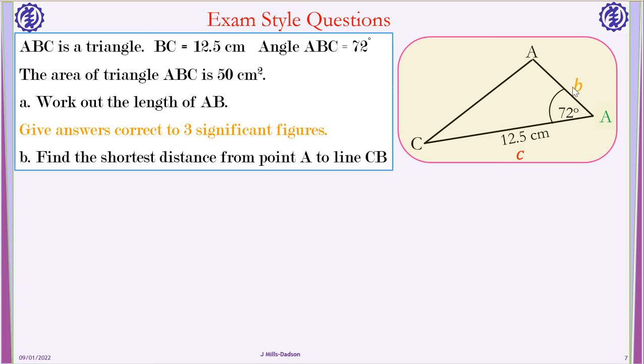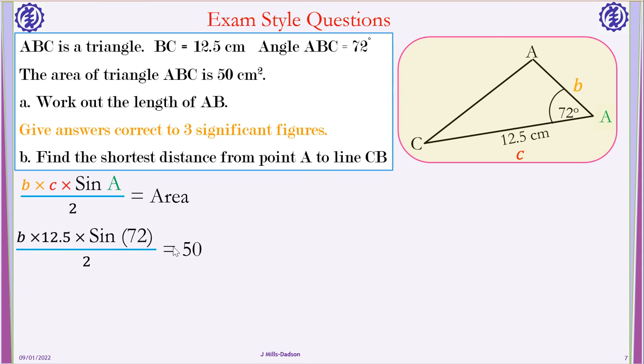The included angle is A. This is our C. This is our B, but our B is missing. Since the area is 50, we can work out B. So we put the information into the formula. B is still B because we don't know it. C is 12.5, sine A is sine 72, and the area is 50.